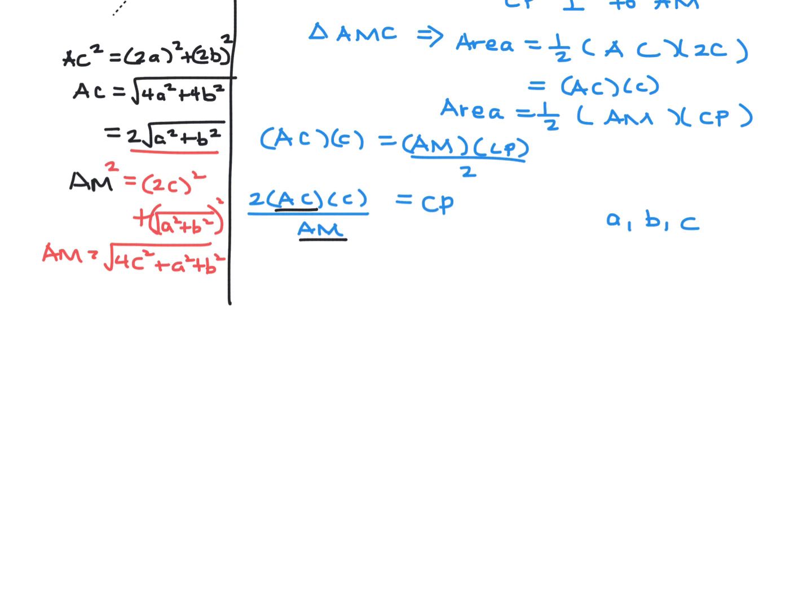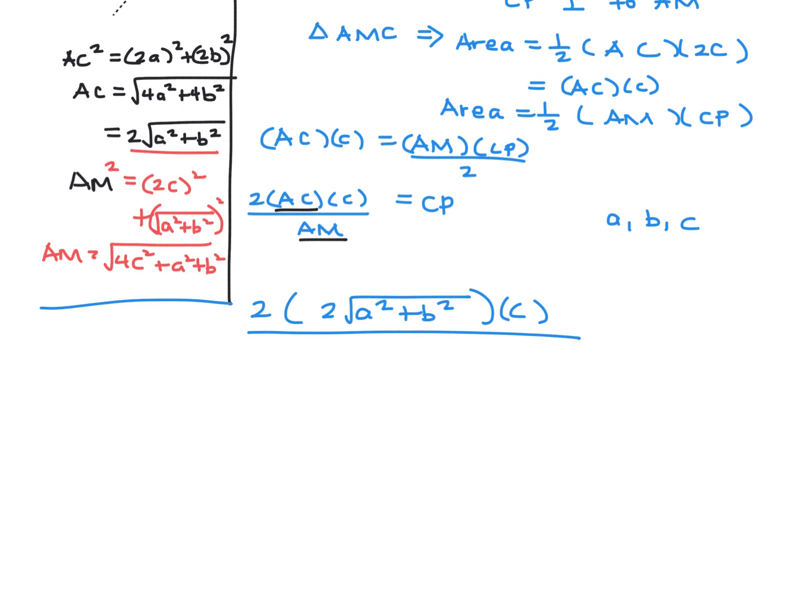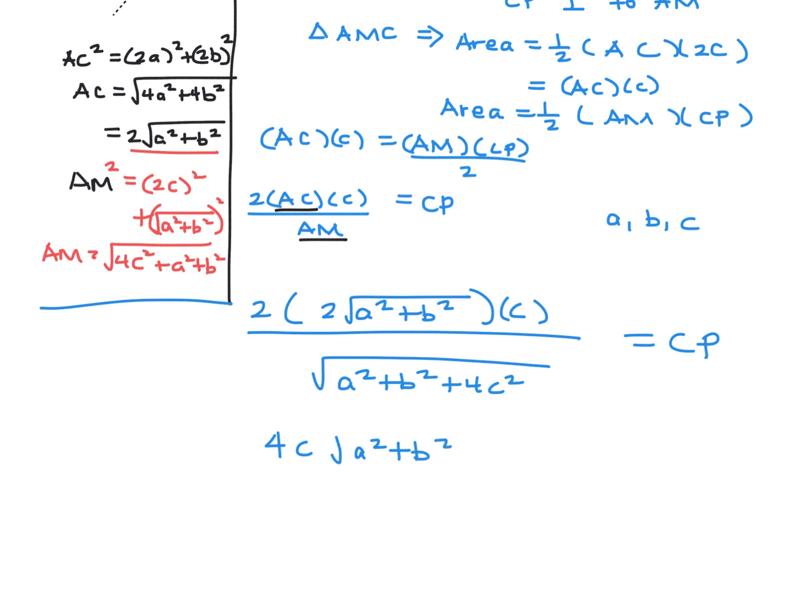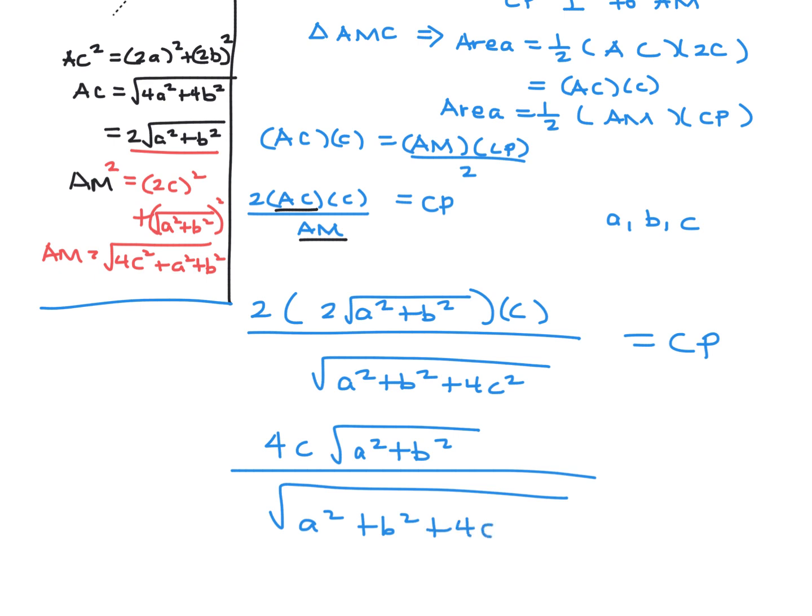Let's just plug it in now. So this is going to be 2 times AC, which is 2 times the square root of A squared plus B squared, and then times just that lone C. And then AM, which is the square root of A squared plus B squared plus 4C squared. And that's CP. And I think that's it. And then we can clean this up a little bit. You can write this as 4C times the square root of A squared plus B squared, all over the square root of A squared plus B squared plus 4C squared. And that's CP.